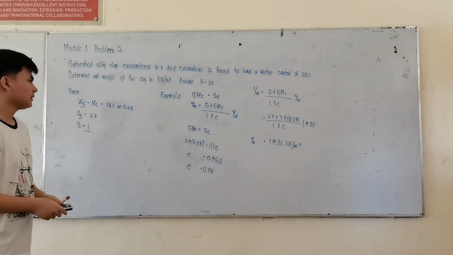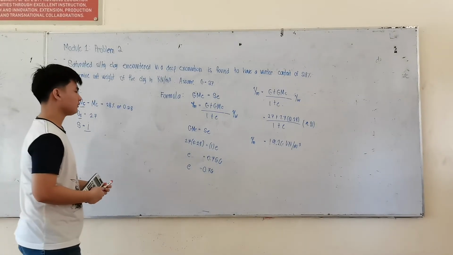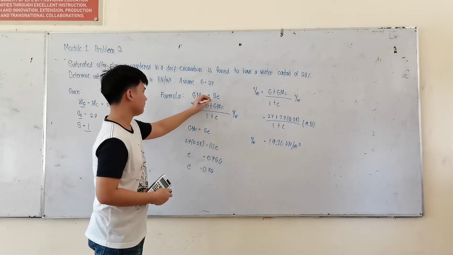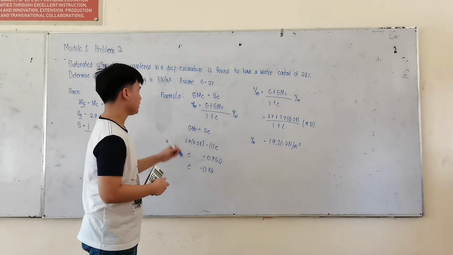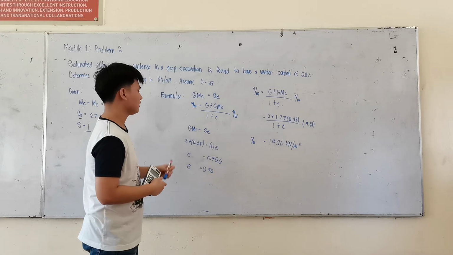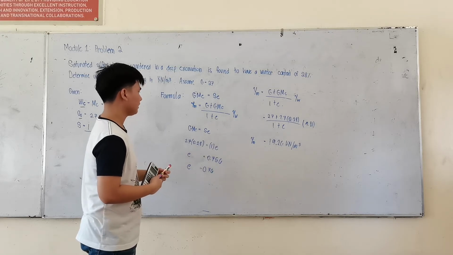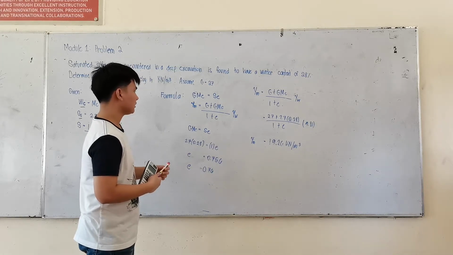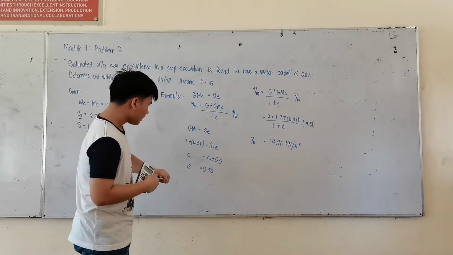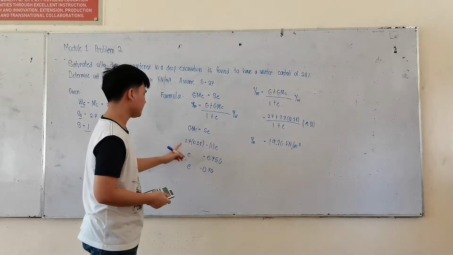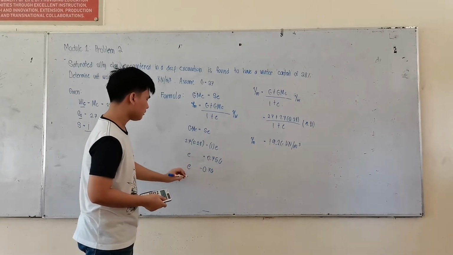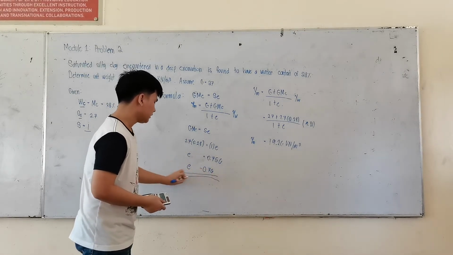Now, to solve the problem, ang ginamit natin na unang formula is yung first derived formula na relationship between the saturation, the void ratio, and the moisture or water content. So, after using the derived formula, pwede na natin i-substitute and makakuha na natin agad yung ating void ratio.